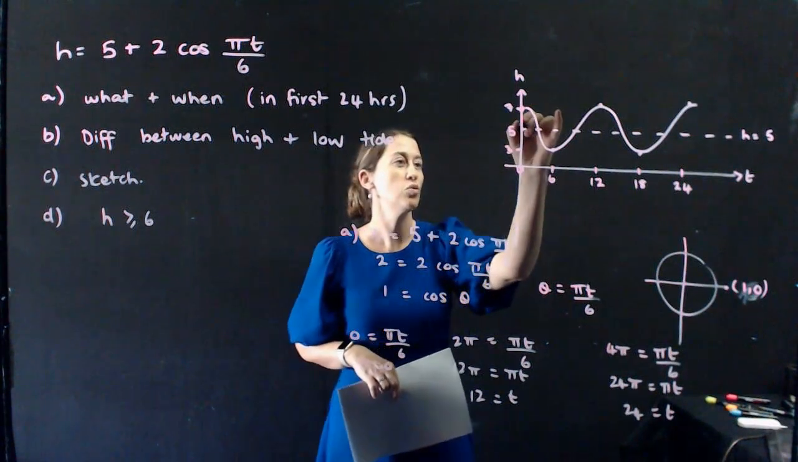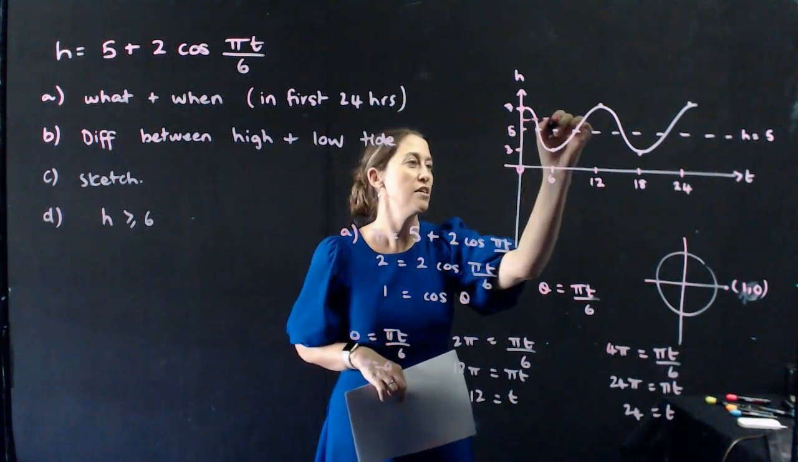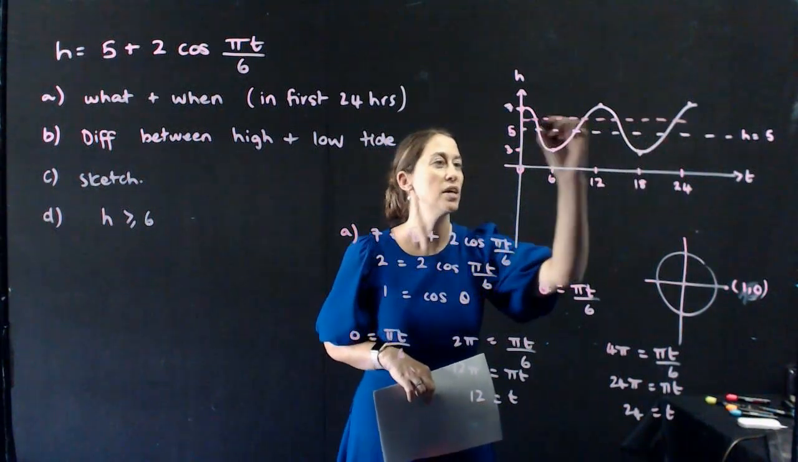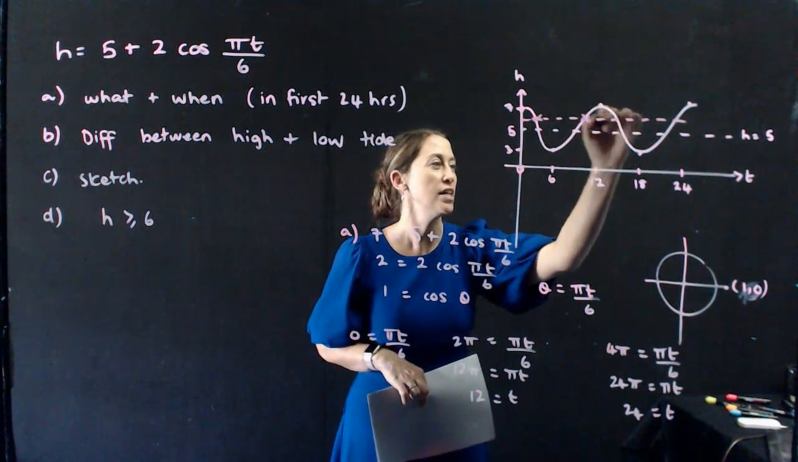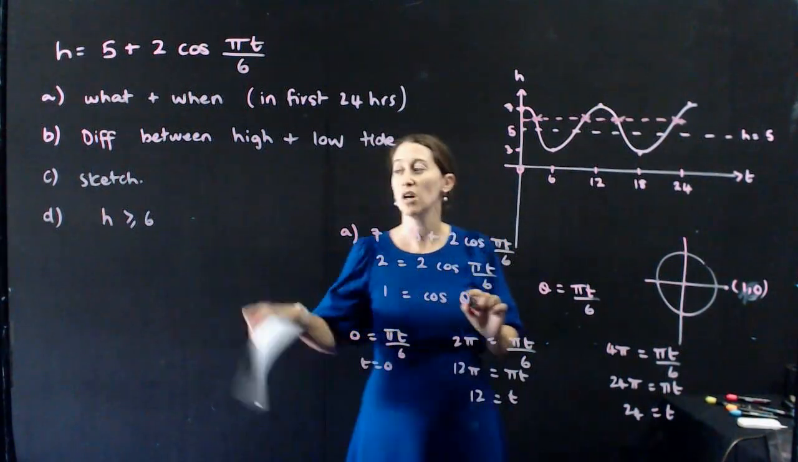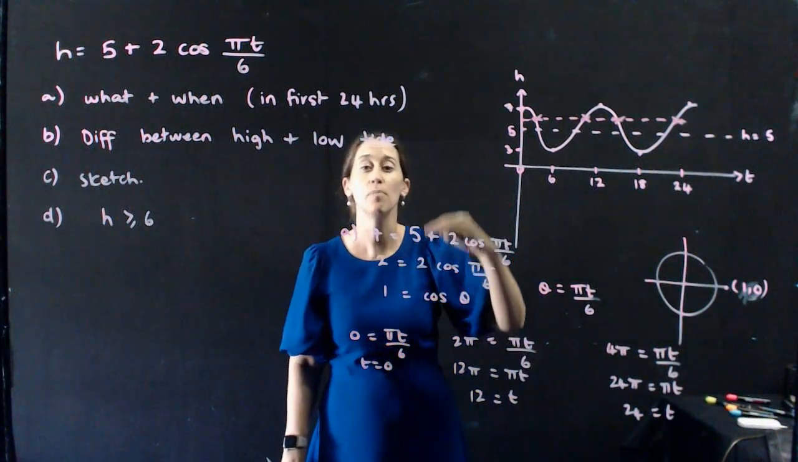So if I was to draw a dotted line, we've got an idea of how many solutions we're going to get in the first 24 hours. There's a solution here, a solution here, here, and here. However, what does this mean with regards to the problem? We want the height to be above 6 metres.